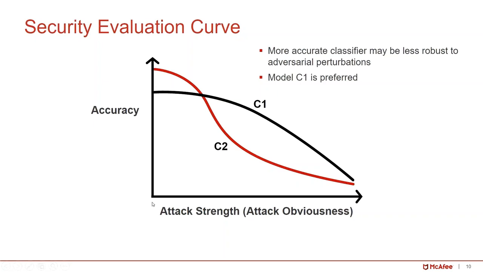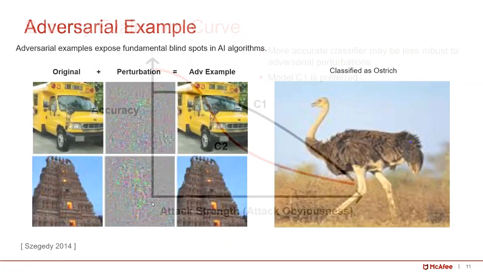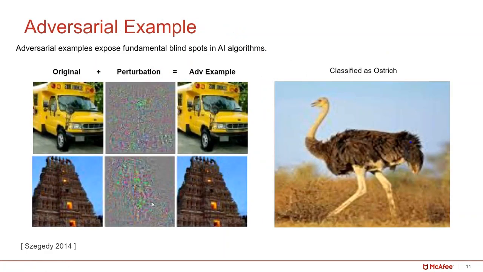So the key concept in today's talk, I want to focus on evasion attack. The key concept of evasion attack is the adversary example. So adversary examples expose the fundamental blind spot in AI algorithms. Let's take a look at this image. It's a school bus and a temple on the left. That's the original image. And in the middle is the perturbation of this image. On the right are adversary examples.